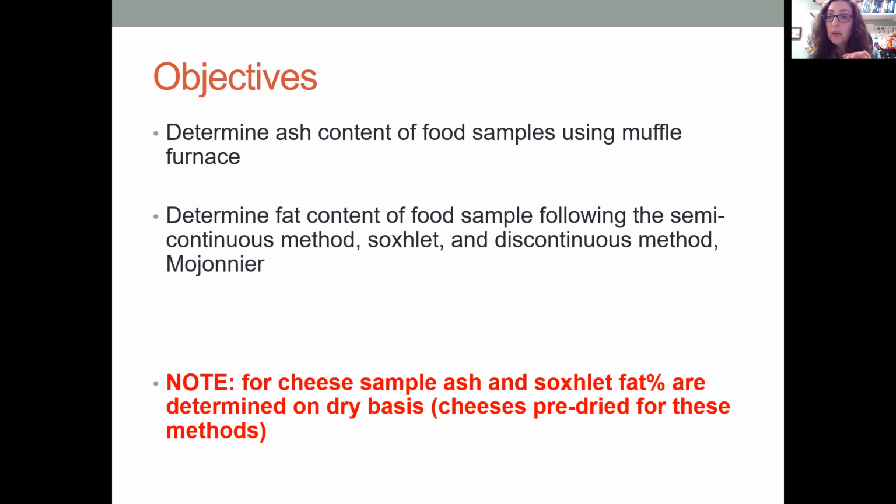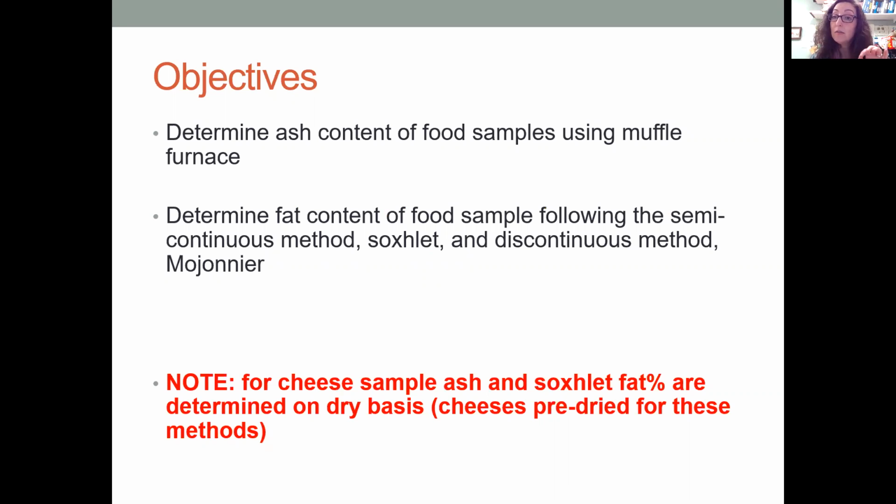In your addendum, there is an equation to convert dry basis to wet basis and also wet basis to dry basis. You really want to know which samples were analyzed on a dry basis using which assay, because all of you are going to get the data and do the calculations for all the samples, not just your sample. So the cheese sample values for ash and Soxhlet fat content are on a dry basis. Make sure to report them in the table that says dry basis and convert them to wet basis for the table that says wet basis. So make note of that.